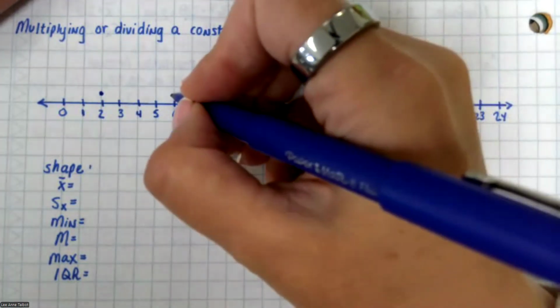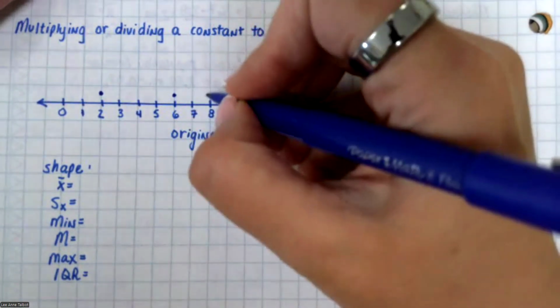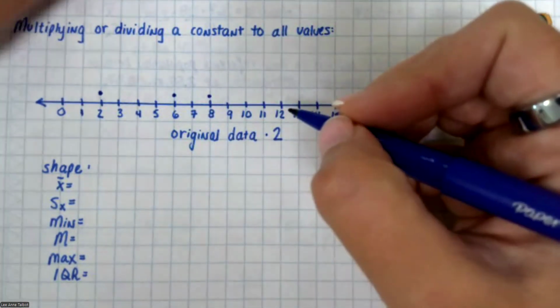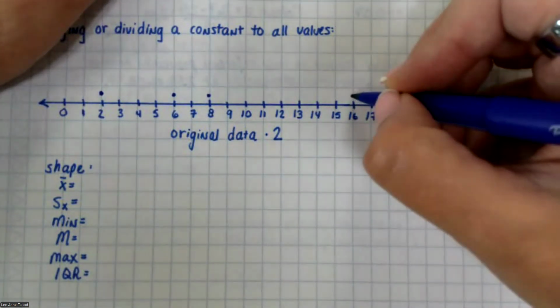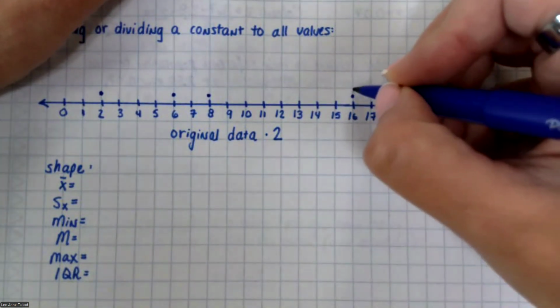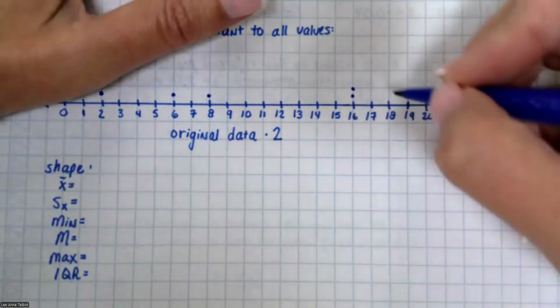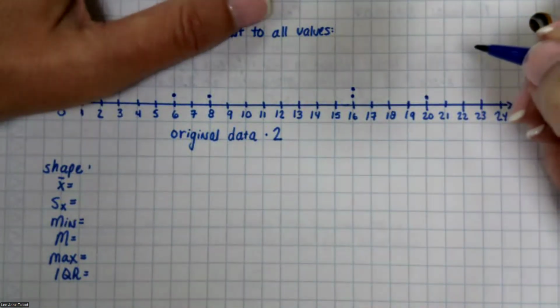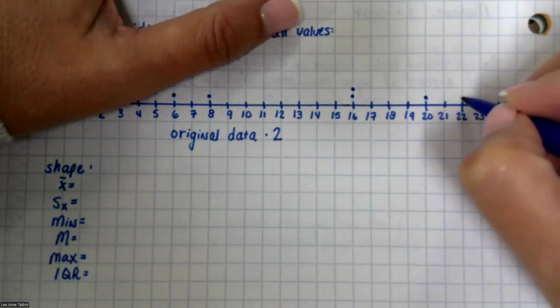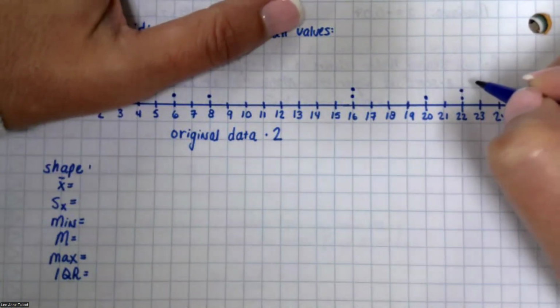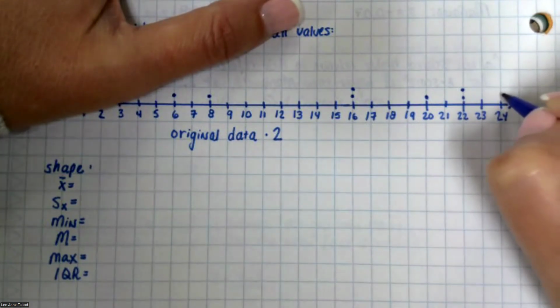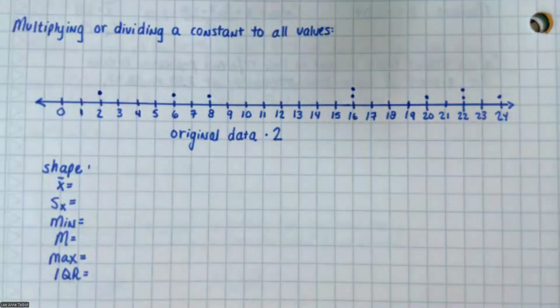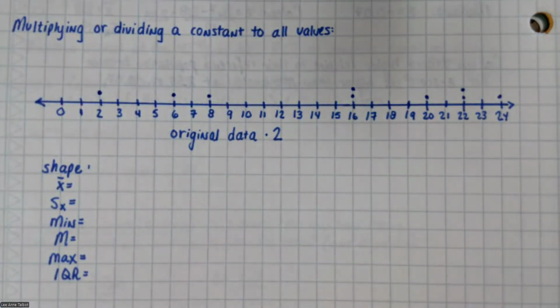3 times 2 is 6. 4 times 2 is 8. 8 times 2 is 16. 10 times 2 is 20. 11 times 2 is 22. 12 times 2 is 24. Everybody see what I did? Original data, just took all of those numbers and multiplied them by 2.